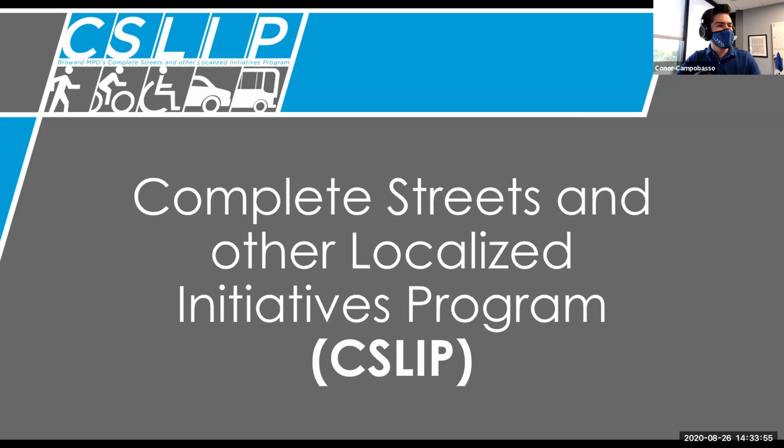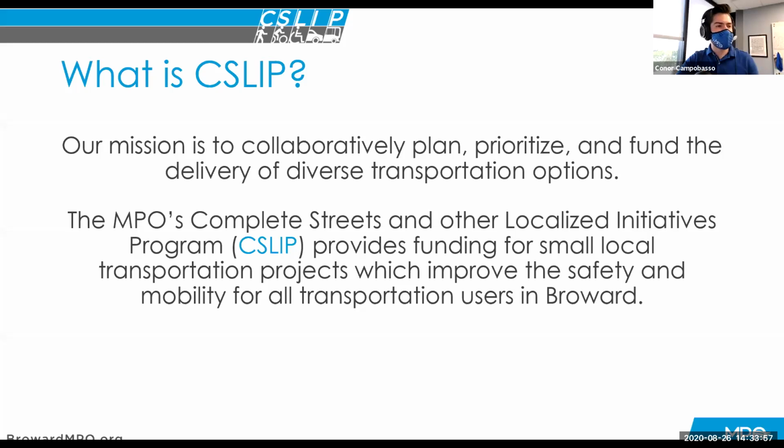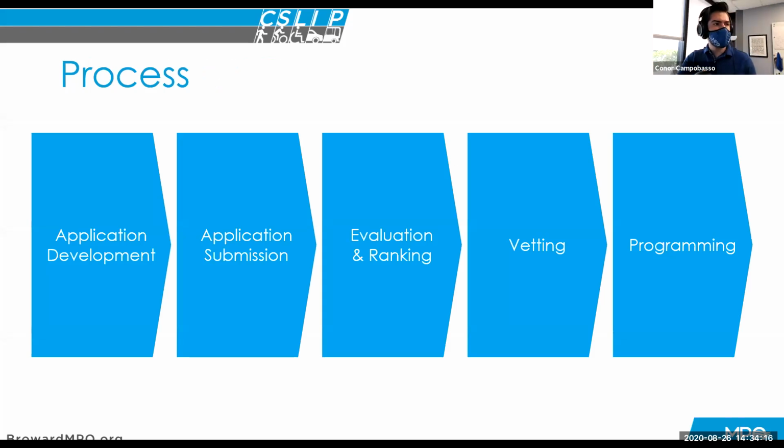So the CSLIP program is essentially a funding mechanism that we use here at the MPO to help fund local transportation projects that many of the municipalities want to construct, things like complete streets, safety projects, technology upgrades, things of that sort. And it goes through a process. I know a lot of people think it works like you apply for the project to get ranked and then you immediately get funding. Unfortunately, it does not work that way.